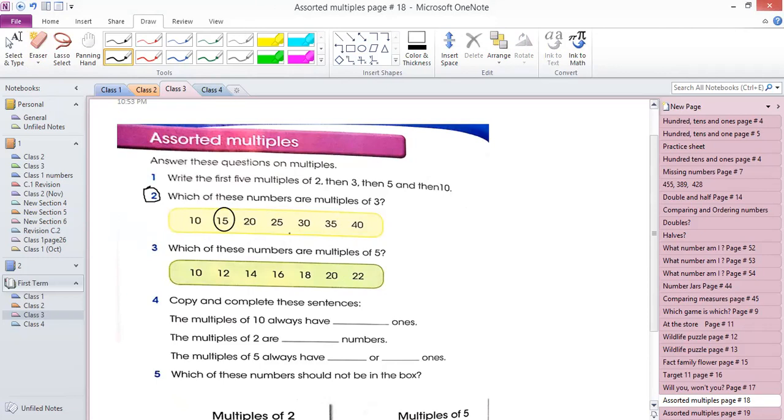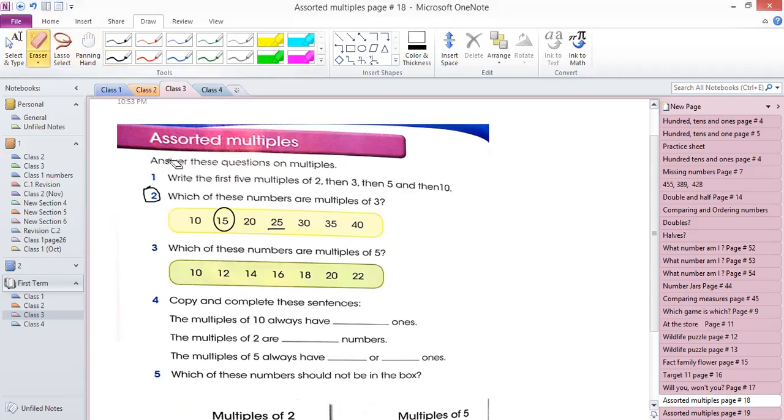Now check about 25. Tell me, is 25 a multiple of 3? No. Very good. 25 is not a multiple of 3. 24 is a multiple of 3, or 27 is a multiple of 3. 25 doesn't come in the table of 3. So you are not going to circle 25.